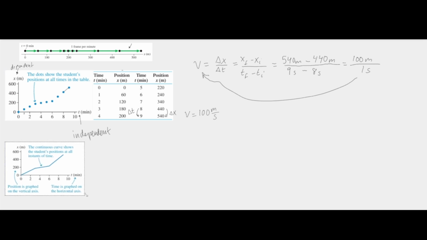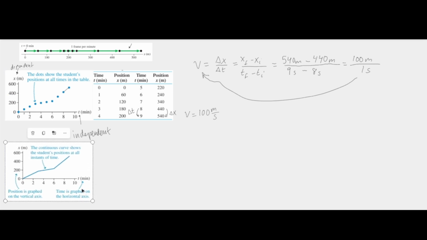So this is the same graph. All we've done is we've smoothed out, we've connected all of the points. And this shows the student's position at all instants of time. Hopefully that makes sense. When you're traveling, you don't hop from one dot to the next. While you're in your car or while you're walking, it's continuous. Your change in position is continuous. You're always located somewhere. You're not just hopping or warping from one position to another. But these points are what we've sampled from this dot diagram. And this table gives us those exact values.